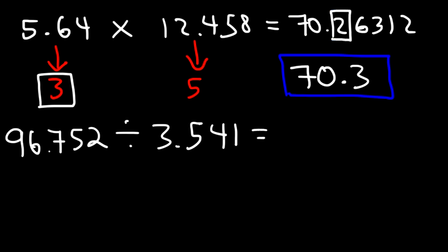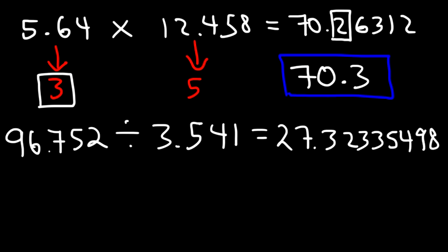Now let's try the next example. Let's begin by dividing 96.752 by 3.541. You should get 27.32335498. Now the first number has 5 significant figures, and the second number has 4. Like always, when multiplying or dividing, you need to round your final answer to the least number of significant figures, in this case 4.